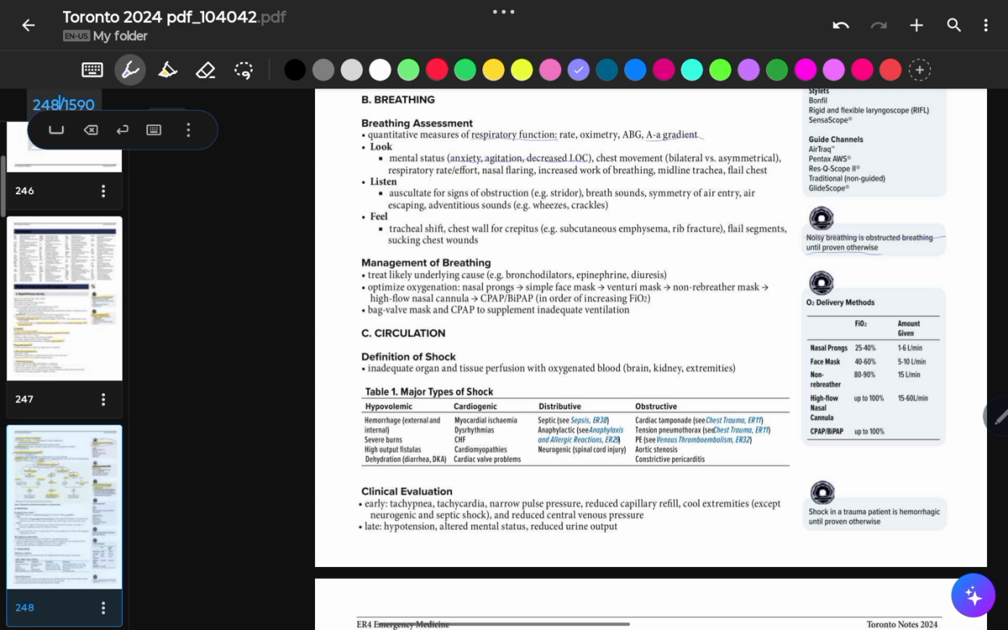Once you optimize your oxygenation. So now how do we optimize oxygenation? When a patient comes in, first thing you can give them is your nasal prongs. If nasal prongs do not work, what is higher than nasal prongs is your simple face mask. What is higher than simple face mask is your Venturi mask. Then if it doesn't work, you move to a non-rebreather mask.